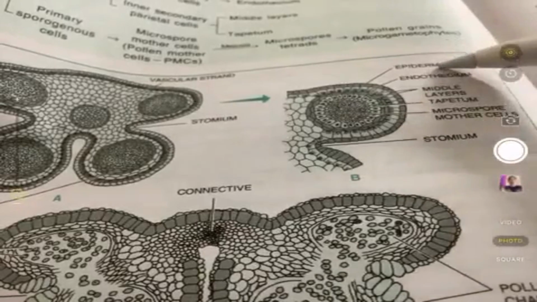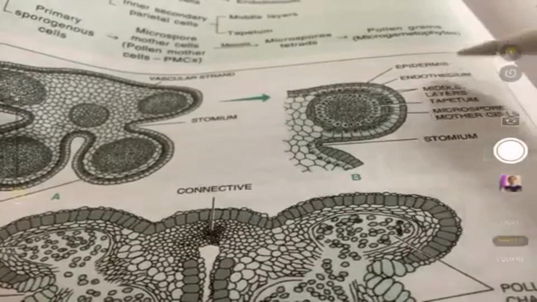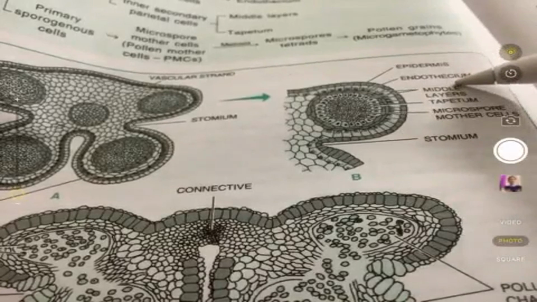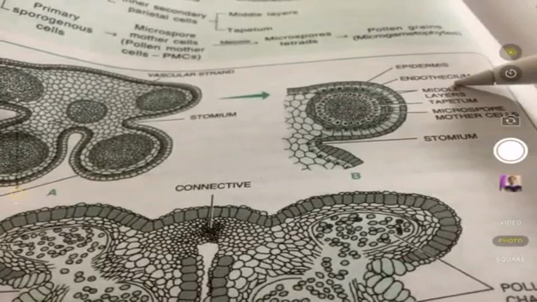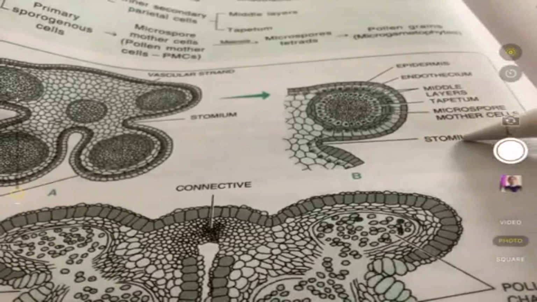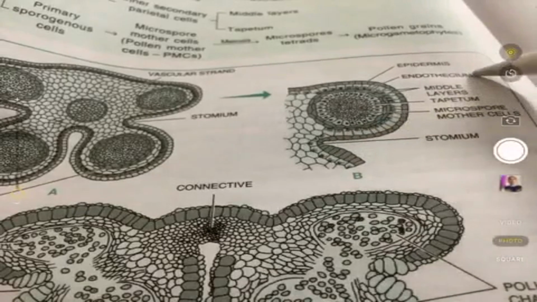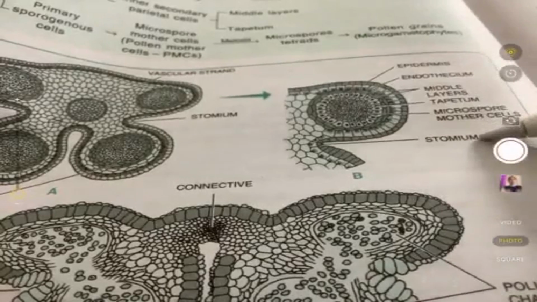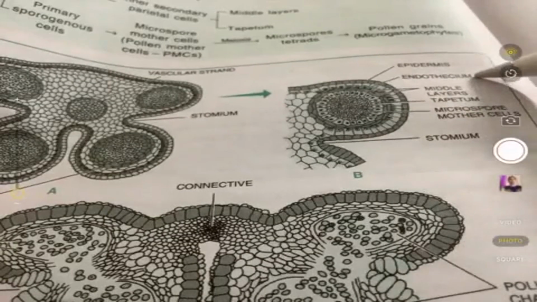So first layer is called epidermis. You know very well that epidermis is the outer layer. It is always helping in protection, so protective in nature. Then the next layer is endothecium. Endothecium is present below the epidermis, a single layer of cells only, and mostly it is helping in formation of stomium also. You can see the stomium is formed by the endothecium only, and after maturity, this stomium will burst and all the pollen grains will come out. So later on we will discuss this one. First of all, you keep in mind that endothecium is the second layer.